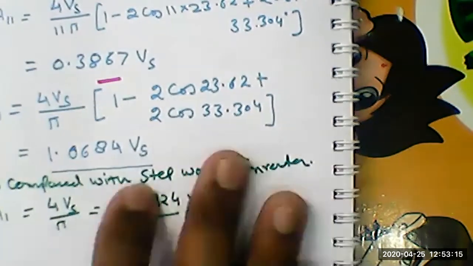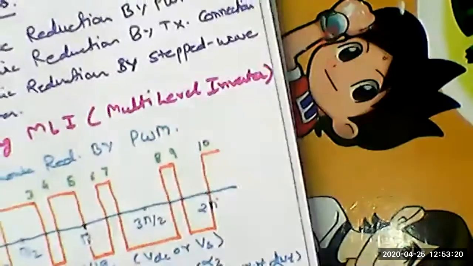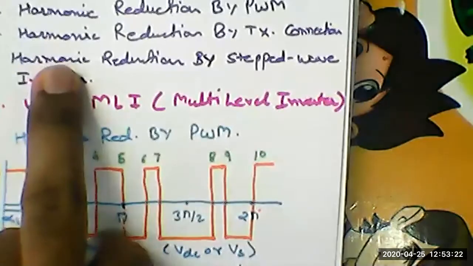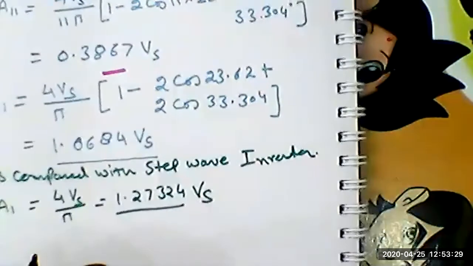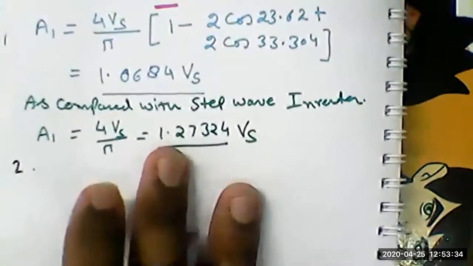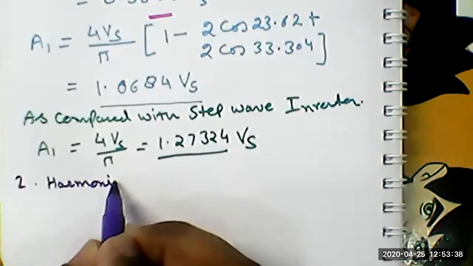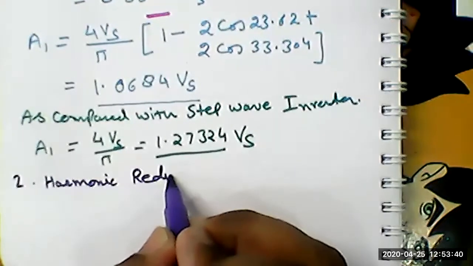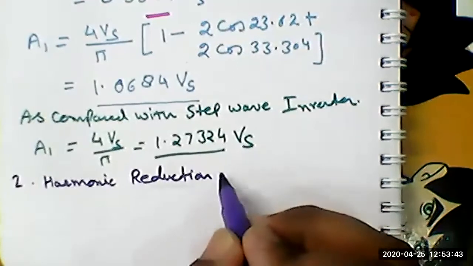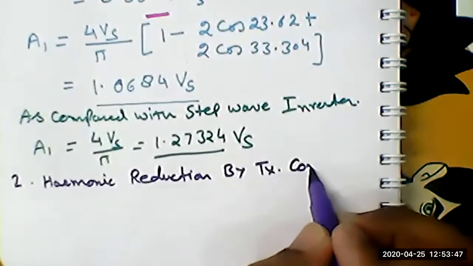Now the second technique was harmonic reduction by transformer connection. Now this also we will see. Okay, second technique, harmonic reduction by transformer connection.